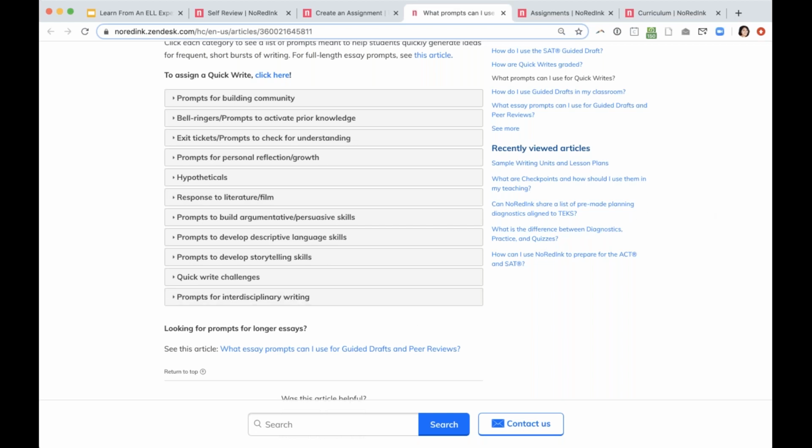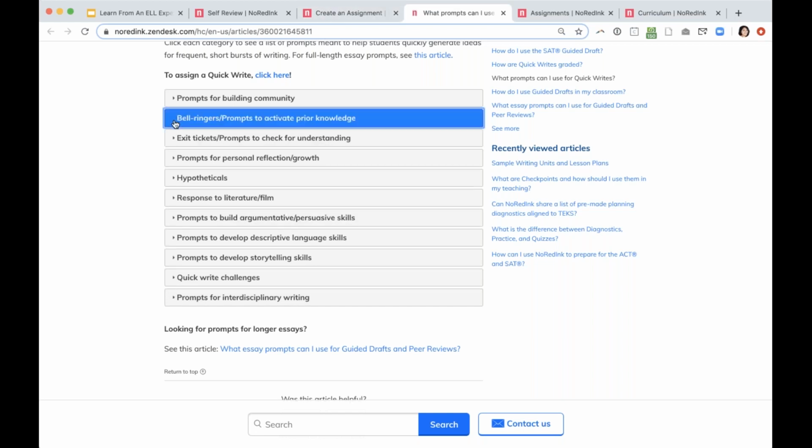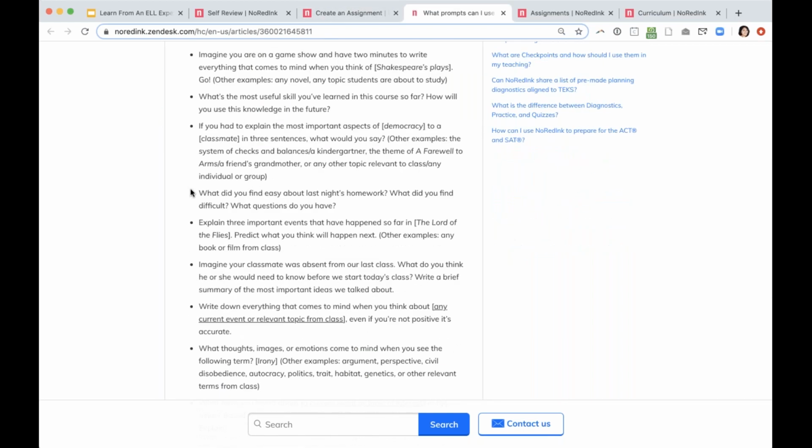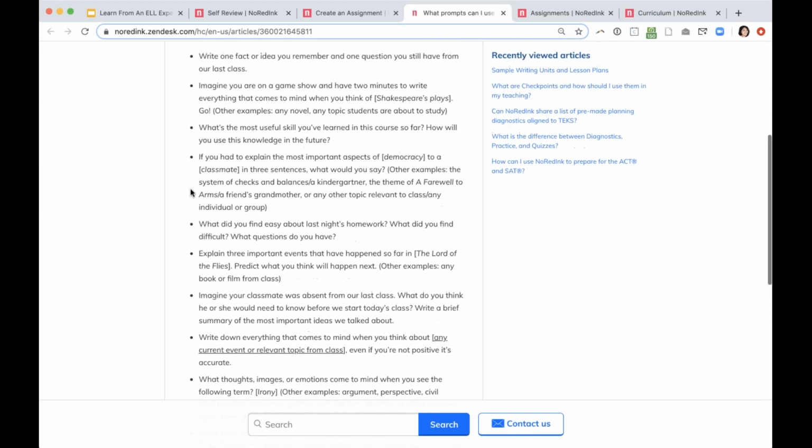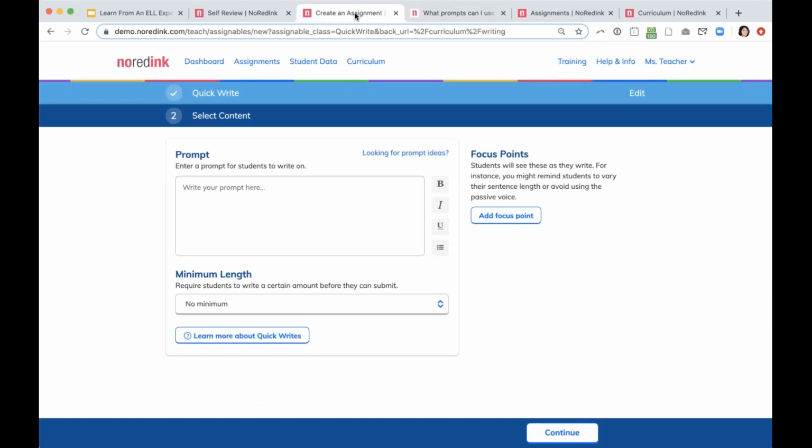Most of the time, if I'm going to use it as a quick write warm up, I'll use the pre-program prompts. But if I'm going to use it more as a learning tool based on their in-class work, I'll go ahead and just type in the prompt that they had from the district. Wonderful. That's a great dual way of seeing the use of it.